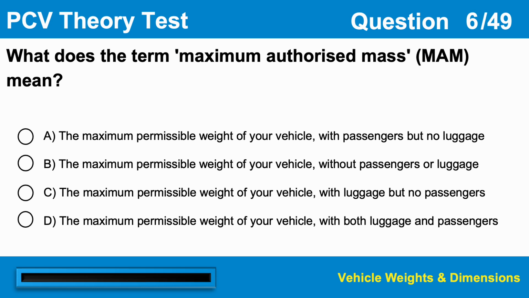Question 6. What does the term maximum authorized mass, MAM, mean? A. The maximum permissible weight of your vehicle, with passengers but no luggage. B. The maximum permissible weight of your vehicle without passengers or luggage. C. The maximum permissible weight of your vehicle with luggage but no passengers. D. The maximum permissible weight of your vehicle with both luggage and passengers.